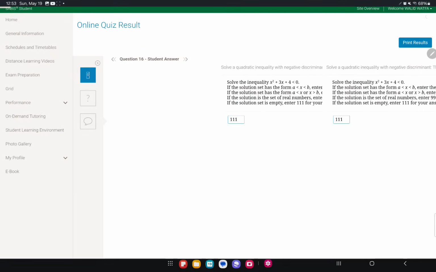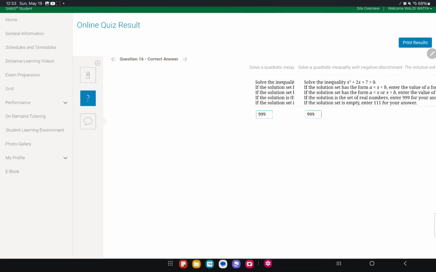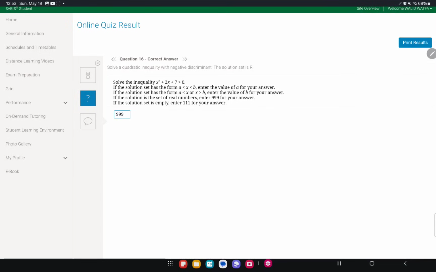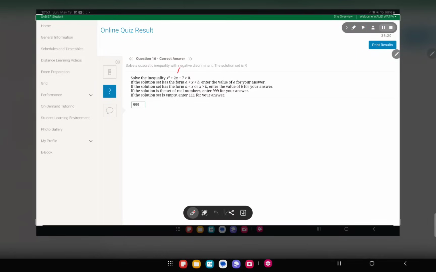And question 16. Okay, x squared plus 2x plus 7 greater than or equal to 0. This one also, if you factor it, there's no solution. But that doesn't mean there's no solution set. Look what happens.